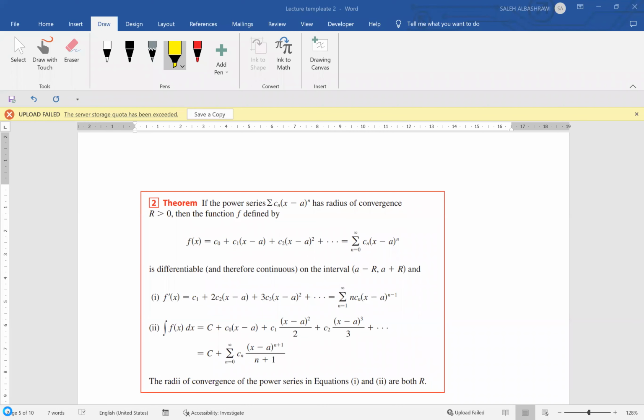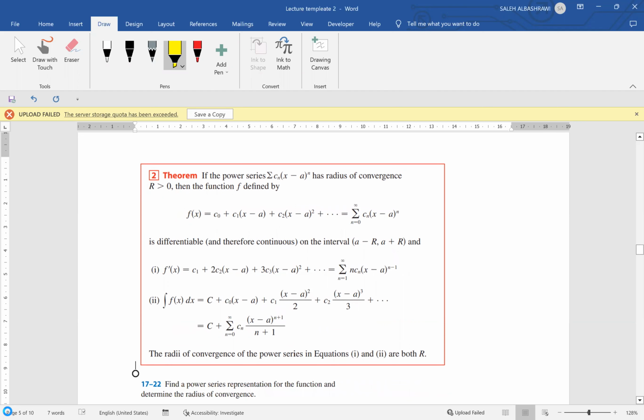Bismillahirrahmanirrahim. Welcome to the second part of this lecture, in which we are going to speak about the representation of a function as a power series. In this part, we are going to speak about the differentiability and integrability of the function if it is written as a power series.